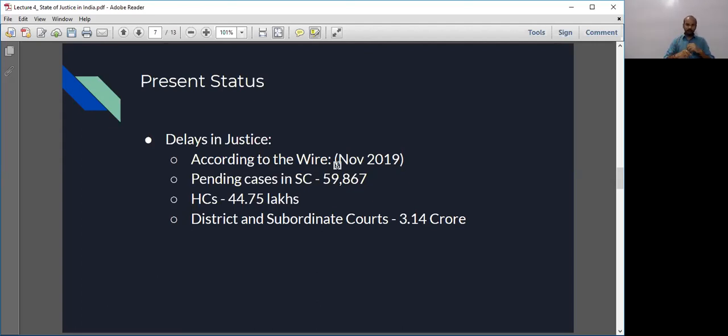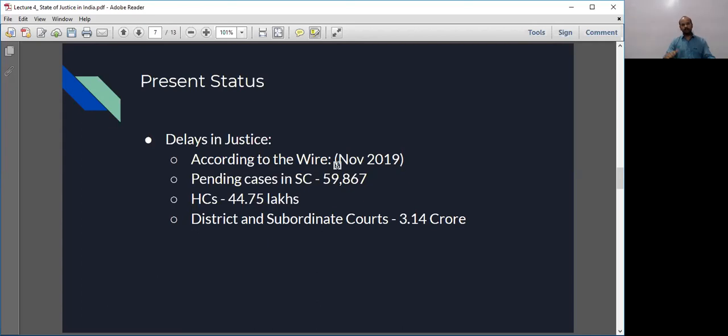Next, one can even talk about judicial activism. Recently, you must have heard the term PIL, public interest litigations. These are instruments of judicial activism. Basically, what it means is that the judiciary itself actively takes up cases to resolve them so that the balance remains. We will talk about these in detail. So let me skip this discussion and move to the present status.